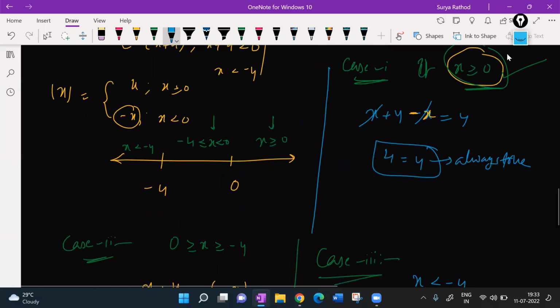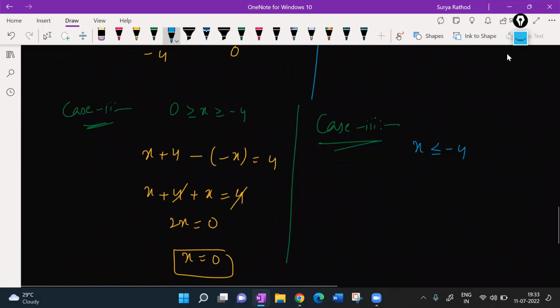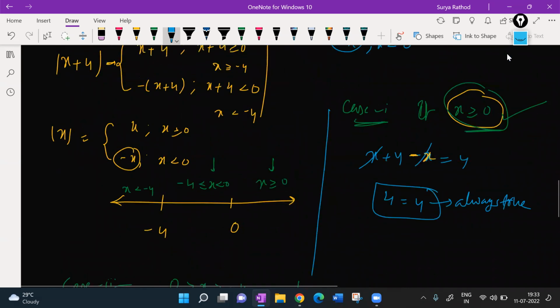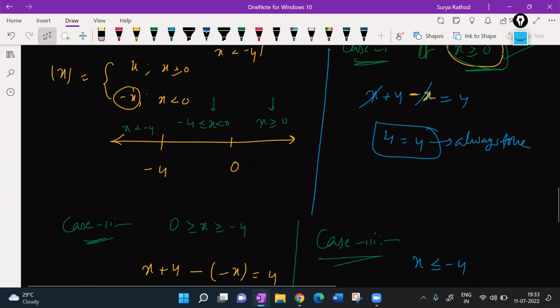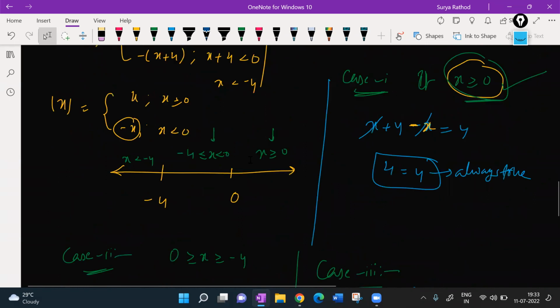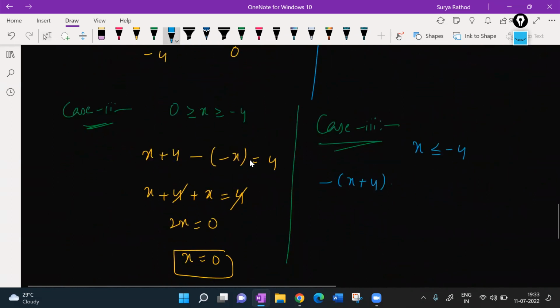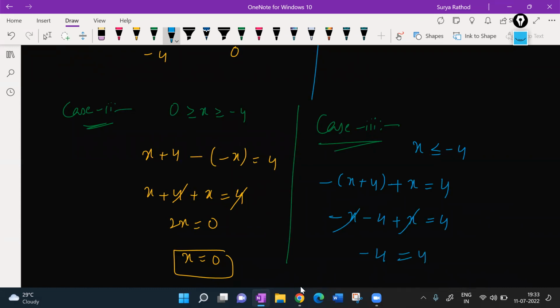So the first function x plus 4 is defined as how? Minus of x plus 4. All right. And the second function, how is it going to be defined in the case x less than minus 4? So minus x, minus into minus, plus x is equal to 4. So minus x minus 4 plus x is equal to 4. Minus x plus x will get cancelled. Minus 4 is equal to plus 4.